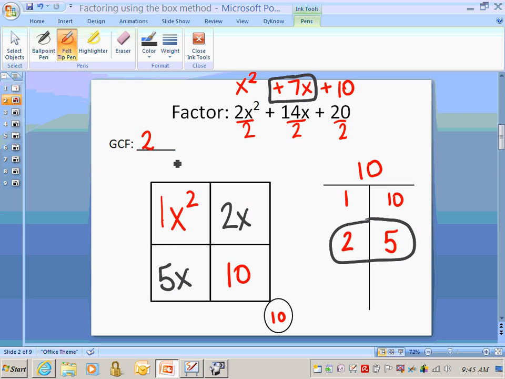Okay, so my GCF here, x, 2. Good. Okay, now when we write our answer, your greatest common factor is also a factor. You need that to get back to your original, right? So we want to include it. So now we're going to have 2 times x plus 2 times x plus 5 for your answer.